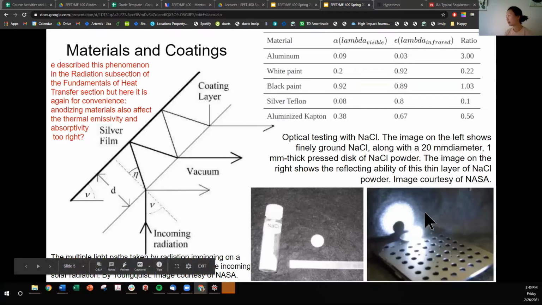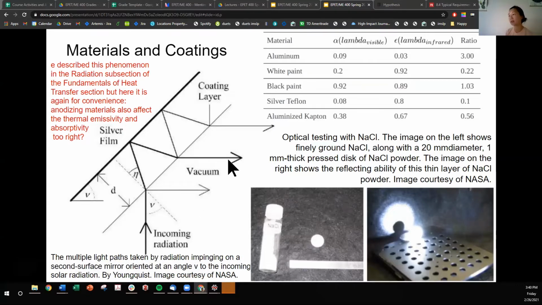Let's see, I guess, so yeah, table salt. This picture shows how reflective the surface coating can be. And that's kind of how the coatings work.